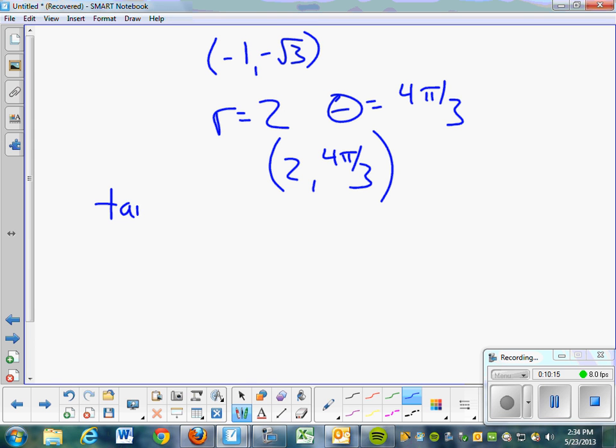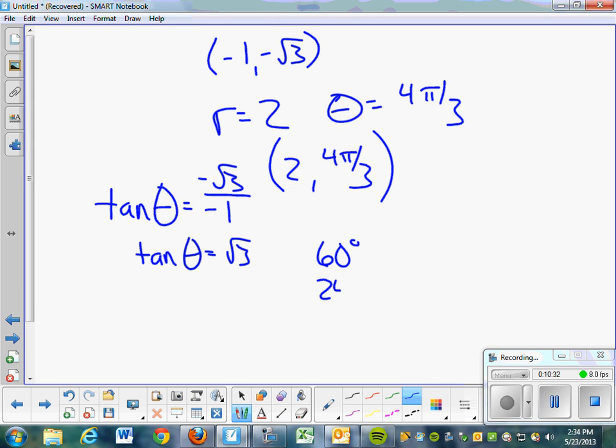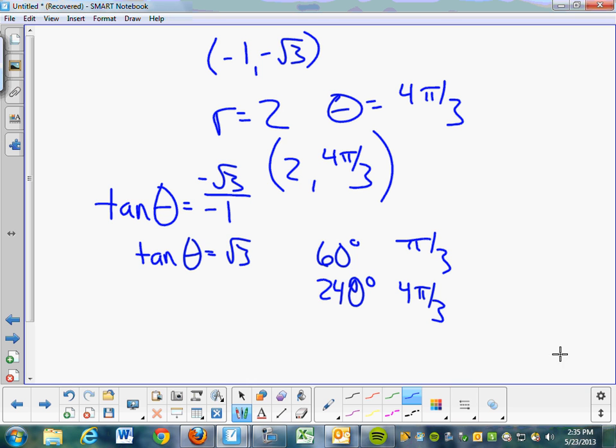Tangent of theta is equal to y, negative square root of 3, over x, negative 1. So tangent of theta is equal to the square root of 3. So you find out where tangent is equal to square root of 3. Well, that's either 60 degrees or 240 degrees. Express that in radians. That would be either pi over 3 or 4 pi over 3. Since you are working in the third quadrant, because both your values are negative, it must be the 4 pi over 3. How's that? Good. Okay, next example.